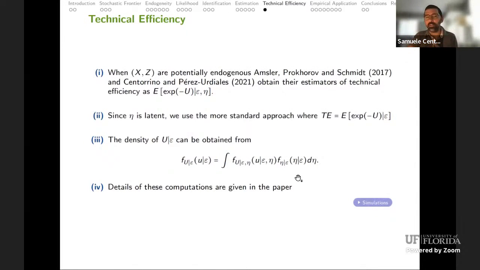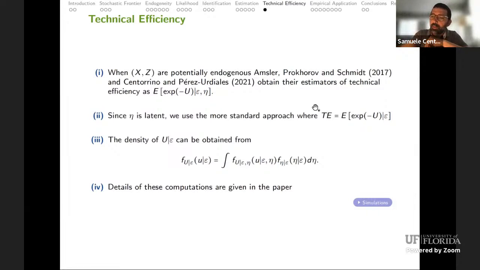And then again, this is just pure computation. We just take the conditional density of U given epsilon and eta, the conditional density of eta given epsilon that we have computed, and we integrate eta out. That gives us the conditional density of U given epsilon, and then we can derive the technical efficiency estimator, again in closed form. And details of all of that are given in the paper.